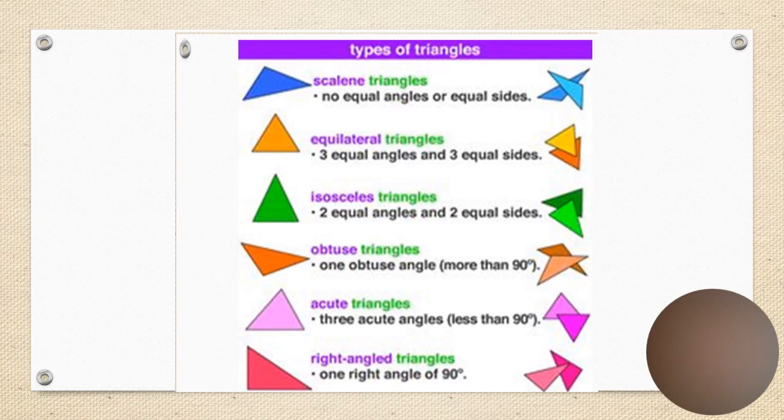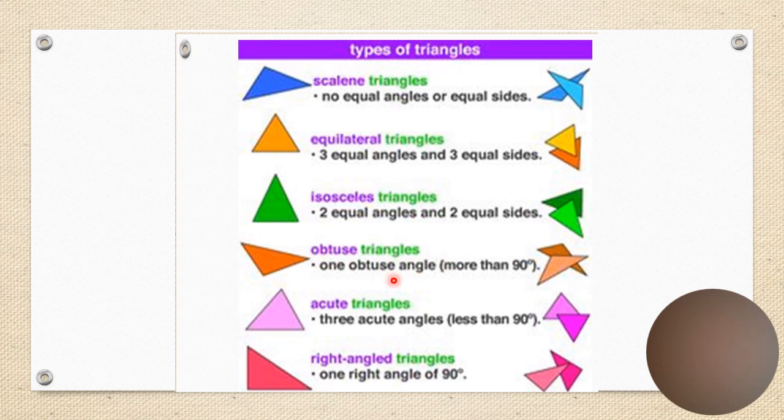The general rules: how are you going to remember scalene? No equal sides, no equal angles. Equilateral: three angles equal and three sides equal. Isosceles triangles: iso, two equal angles, two equal sides. It's a way of reminding yourself.